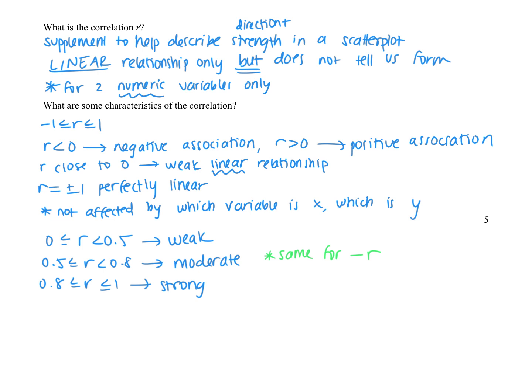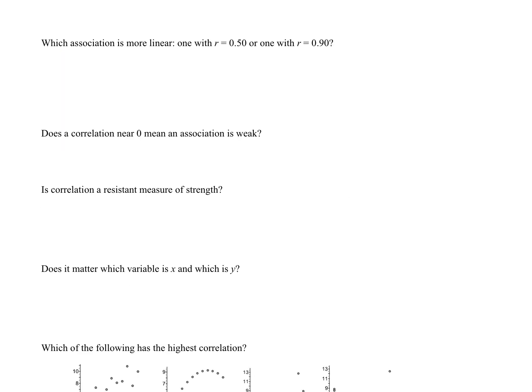Questions? Okay. Moving on. Which association is more linear? One that has an R of 0.5 or one that has an R of 0.9? Generally, we're thinking 0.9 is closer to 1, so it's going to be stronger. That being said, we can't actually tell because we need a graph. R is just a supplement to a graph. So we don't know anything about R unless we see the graph.